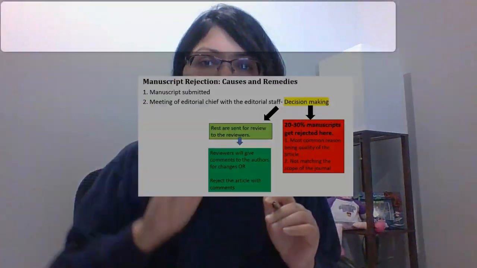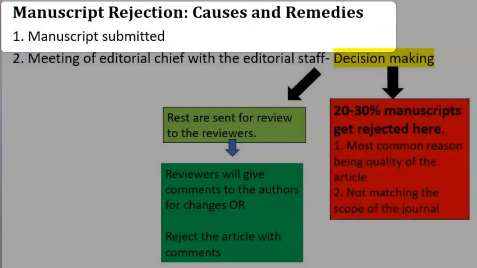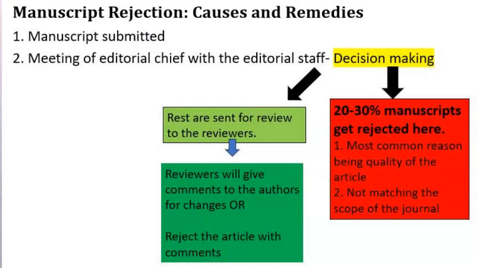You submit your manuscript, and it goes to the editor. When the editor-in-chief gets all the articles, they have a whole team of editorial members. Everyone is going to discuss whether they need something specific in this particular issue, and what they are looking at. That is the decision making. When they make the decisions, 20 to 30% of the articles get rejected at this phase. Now, why are the articles getting rejected?